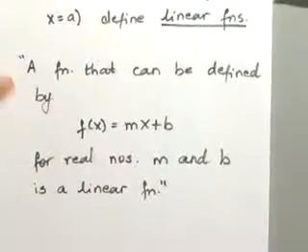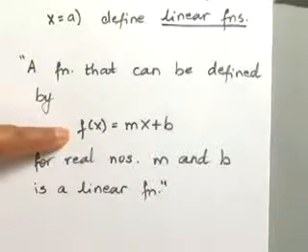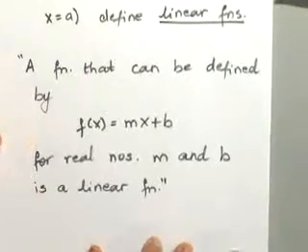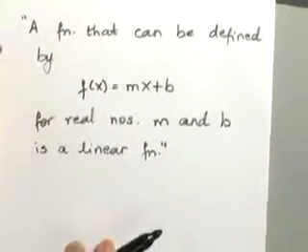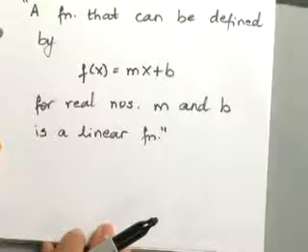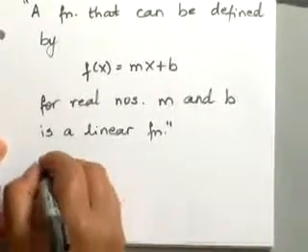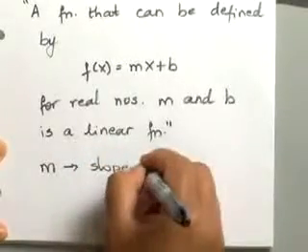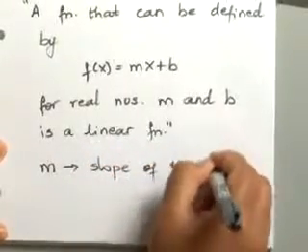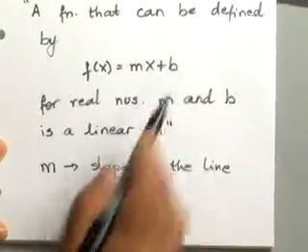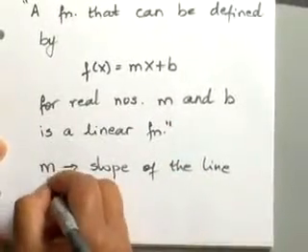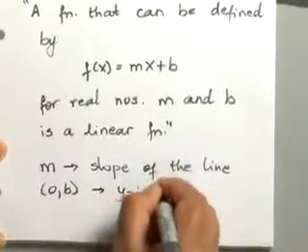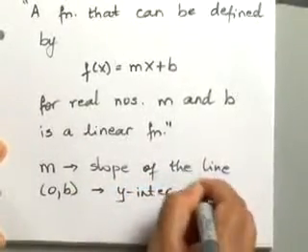So again, remember, any function that can be defined by the equation f of x equals mx plus b, where m and b are both real numbers, will be a linear function. It's the same thing as linear equations. Your m will give you the slope of the line, and your constant b is part of your y-intercept. So 0, b will represent your y-intercept. It's the exact same thing as linear equations.